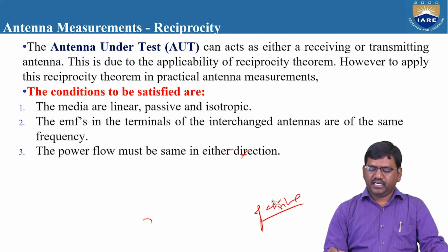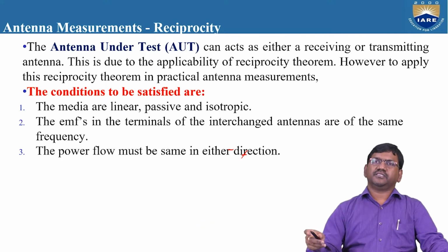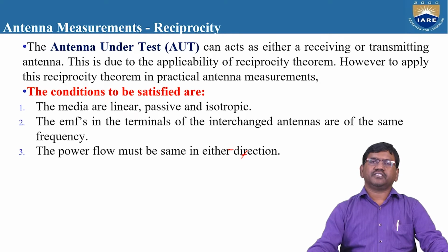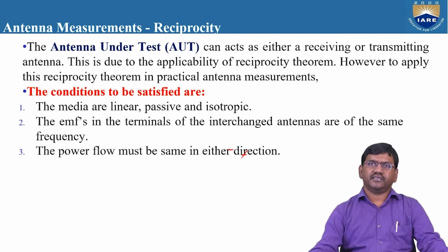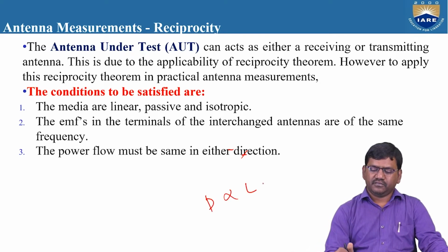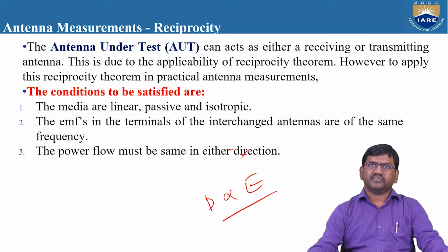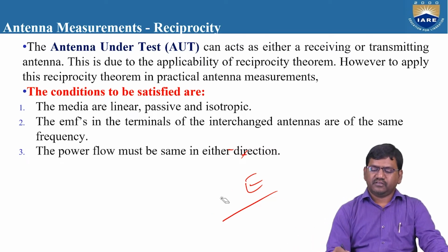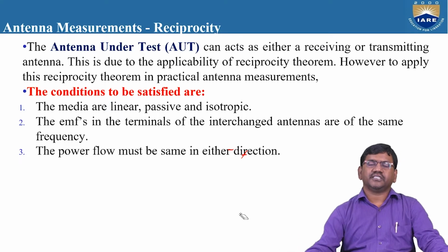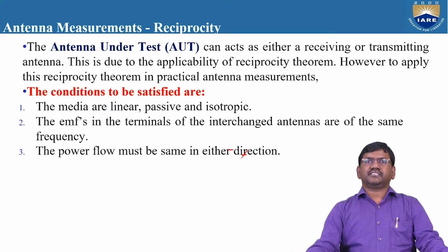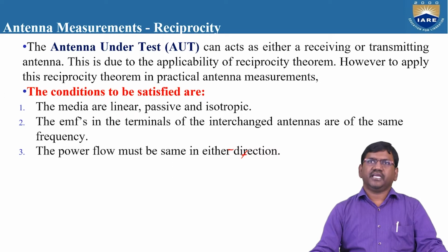And the media must be linear. That means the electric flux density D must be proportional to E. Then we can say the media is linear. And we must see that the EMFs at the terminals of the interchanged antennas are of the same frequency. So according to the reciprocity theorem, whether the antenna acts as a transmitting antenna or a receiving antenna, we need to apply the same type of EMF.